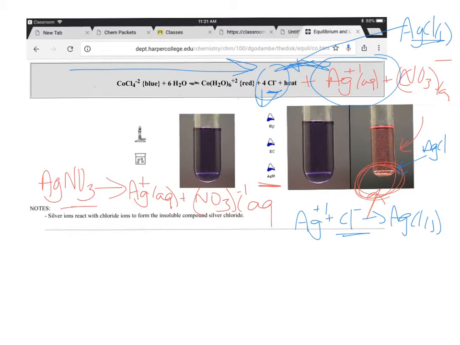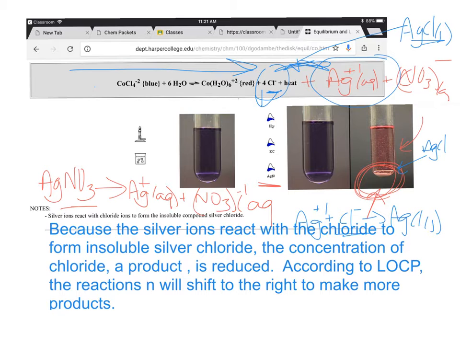So how would we explain that? Because the silver ions react with the chloride ions to form insoluble silver chloride, the concentration of chloride ions, a product, is reduced. According to Le Chatelier's principle, the reaction will shift to the right to make more products. Or you could say, in order to have Q equal K, the reaction will shift to the right to make more products. Either one.